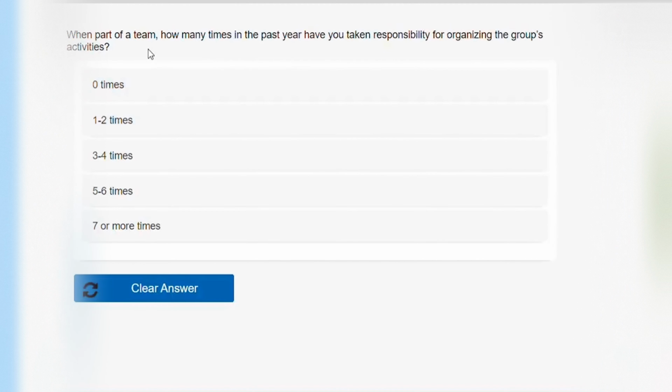Now, once this section is completed, we move to section number 2. When part of a team, how many times in the past year have you taken responsibility for organizing the group's activities? Again, here you just need to be honest. I won't just pick 7 or more, especially given that Procter & Gamble is hiring new graduates from university. So the number of instances where you've had these experiences organizing groups is usually not a lot. So certainly I won't go to 0 or 1 to 2. I would pick something between 3 to 4 or 5 to 6. Here the safe bet would be to pick 5 to 6.